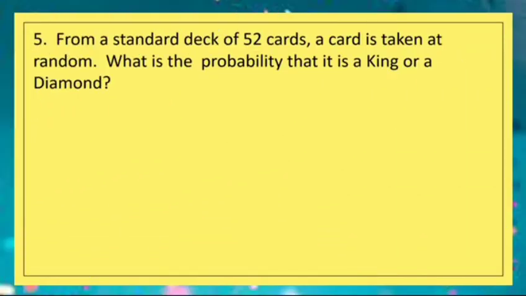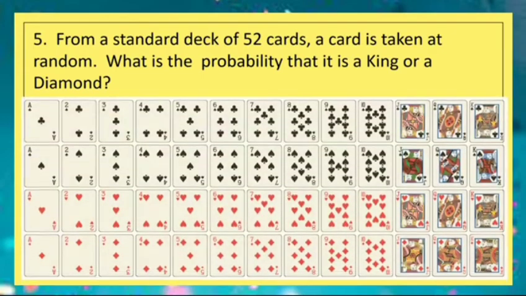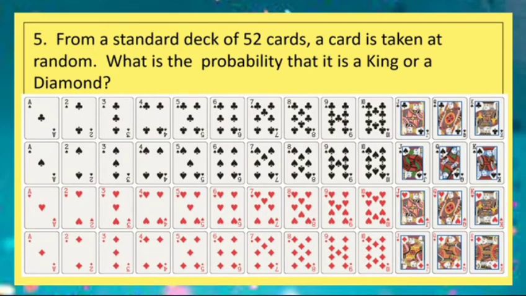Our last question for today says, from a standard deck of 52 cards, a card is taken at random. What is the probability that it is a king or a diamond? Once again, we'll bring out our possible outcomes, which has to be 52.